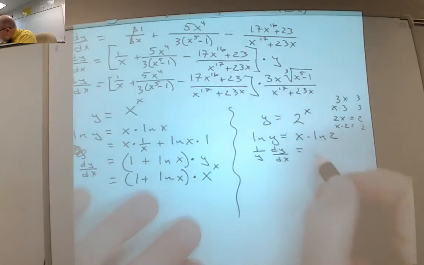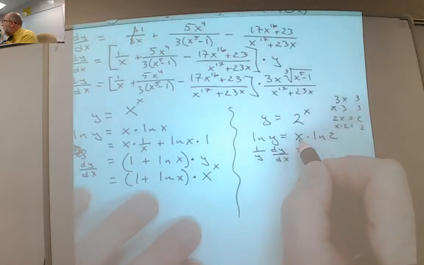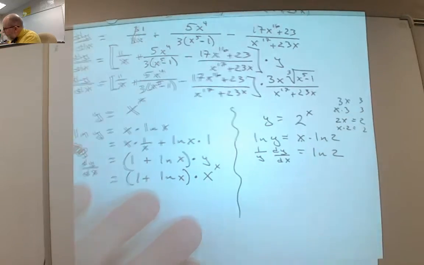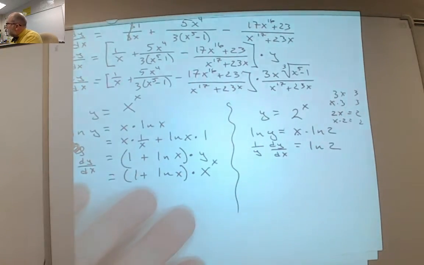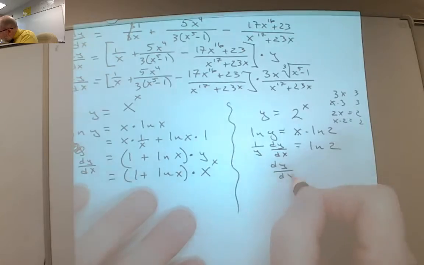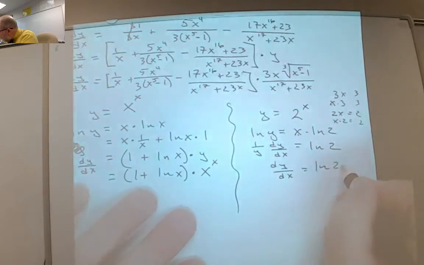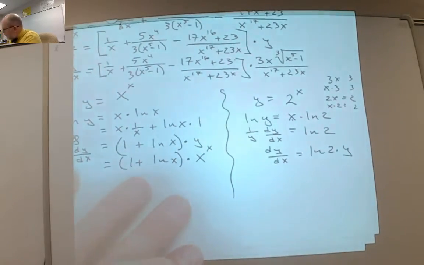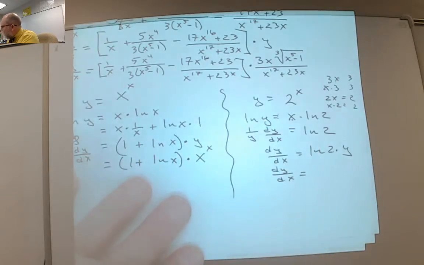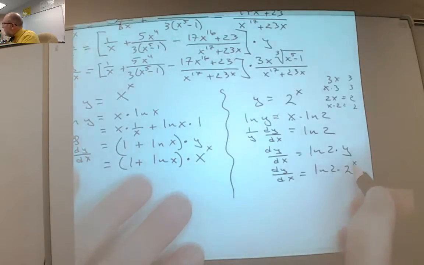It'll be ln of 2, because the derivative of x is 1, and you get 1 times the ln of 2. Does that make sense? Okay, so I get ln of 2. What would be your next step? Multiply both sides by y. So I get dy dx is equal to the ln of 2 times y, correct? So what's dy dx equal to? ln of 2 times 2 to the x. Perfect.